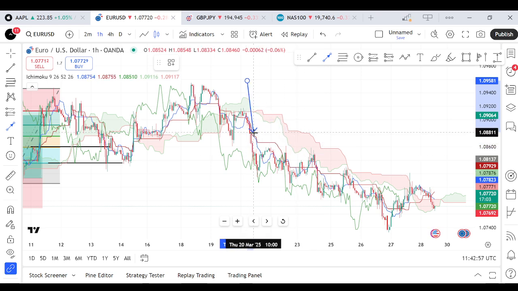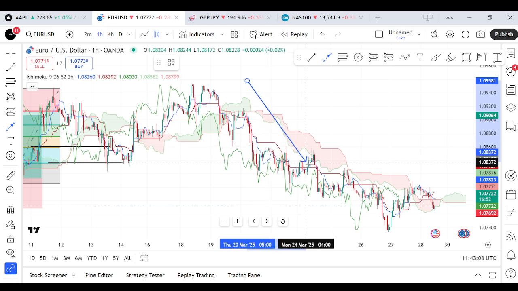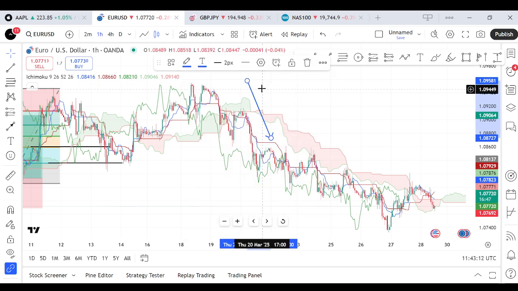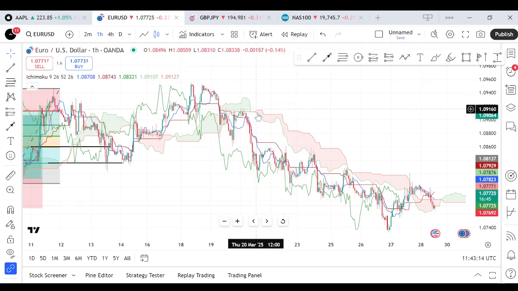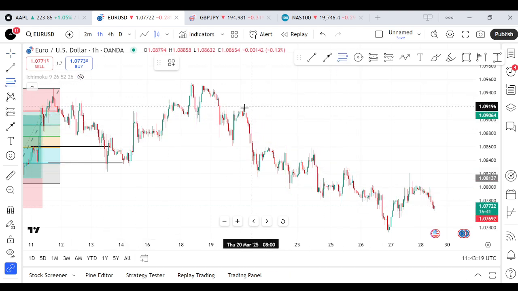Also, you can see that the red line, which is the baseline, is above the conversion line. So the Ichimoku component aligns and shows us that we are in a bearish trend and we should be looking for selling opportunities. So that is the first step. And the next step after this is to draw our swing points.